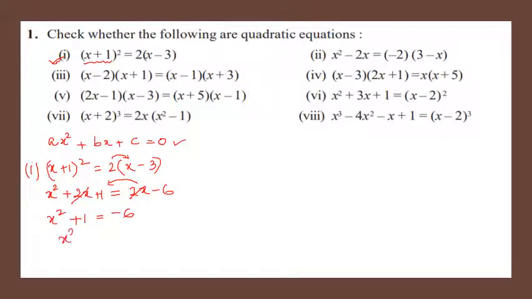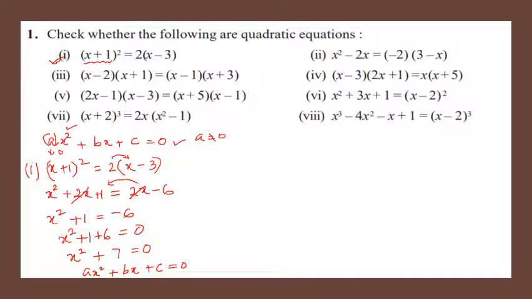Or x square plus 1 plus 6 is equal to 0, or we have x square plus 7 equal to 0. Now, is this a quadratic equation? A quadratic equation should be of the form ax square plus bx plus c equal to 0, where a is not equal to 0. Because if a becomes 0, then there is no x square. It is only bx plus c, so there is no square term. Only when you have a square term does it become a quadratic.